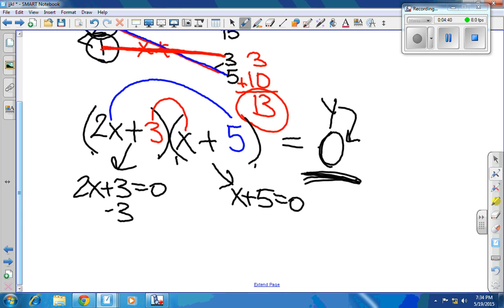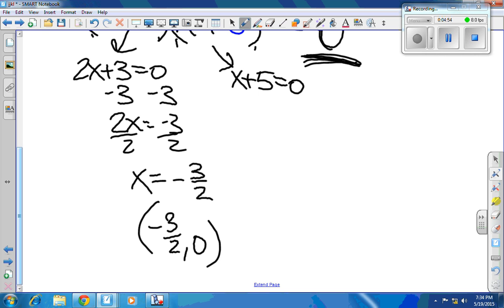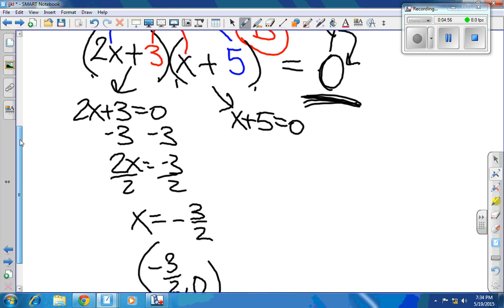Let's go ahead and solve for our x-intercepts. So we get 2x equals negative 3. I divide each side by 2. And one of the x-intercepts is negative 1.5. So negative 3/2, 0.